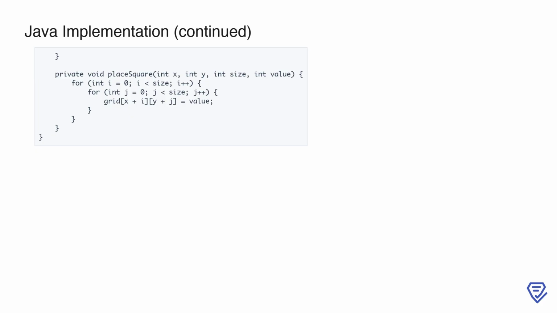The placeSquare method is then used to either place or remove a square from the grid. It takes the top left corner of the square, its size, and a value indicating whether to add or remove the square. By iterating over the cells in the square's region, it updates the grid, setting the cells to the given value, 1 to mark them as filled or 0 to mark them as empty. This helper method is essential for both placing squares during recursive exploration and undoing changes during backtracking. Together, these methods form the core of the backtracking solution, enabling us to efficiently explore all possible tiling configurations.